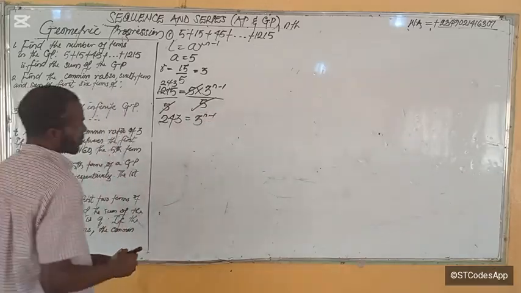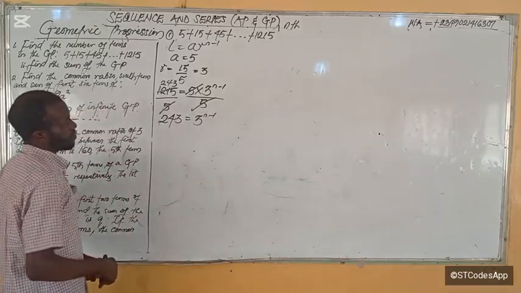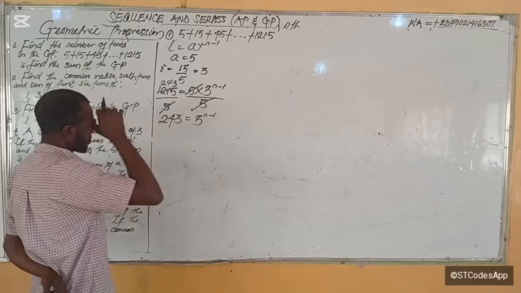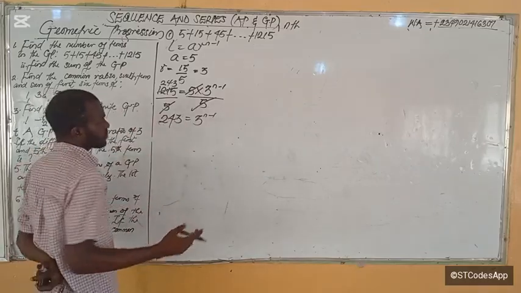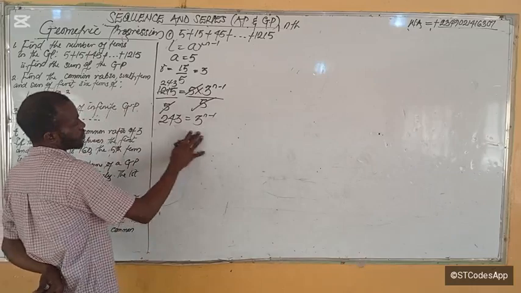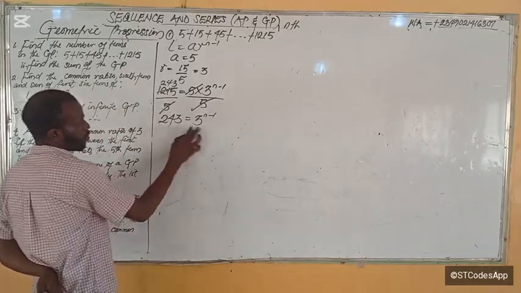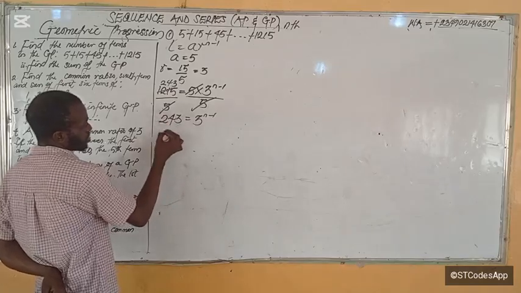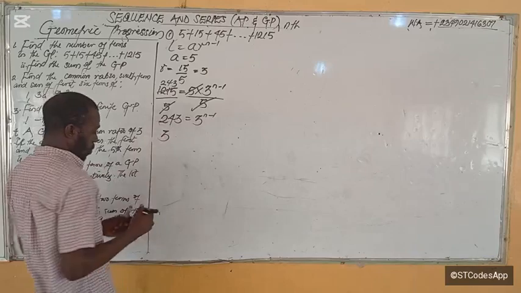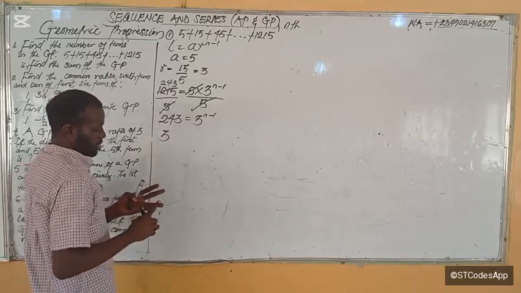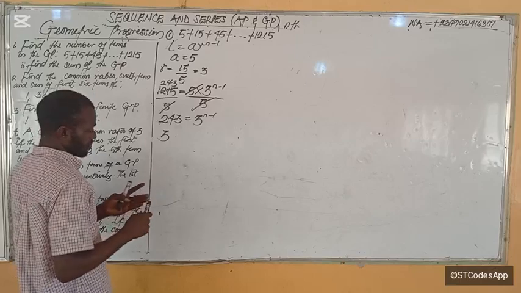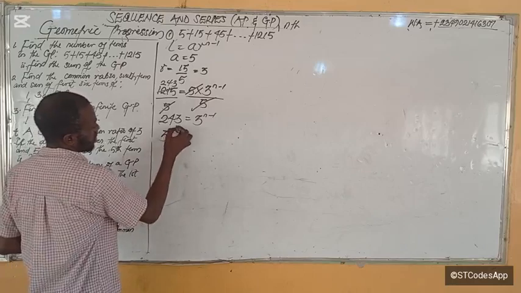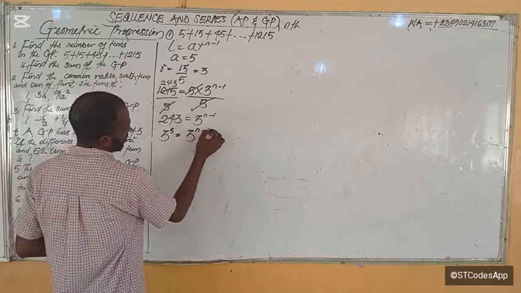So from here, what can we do? There are two things I can do. Let me do the easiest one, which is to write them in common bases. 243 can be written as a base of 3. 3 times 3 is 9, 9 times 3 is 27, 27 times 3 is 81, 81 times 3, that's 3 raised to power 5 is equal to 3 raised to power n minus 1.